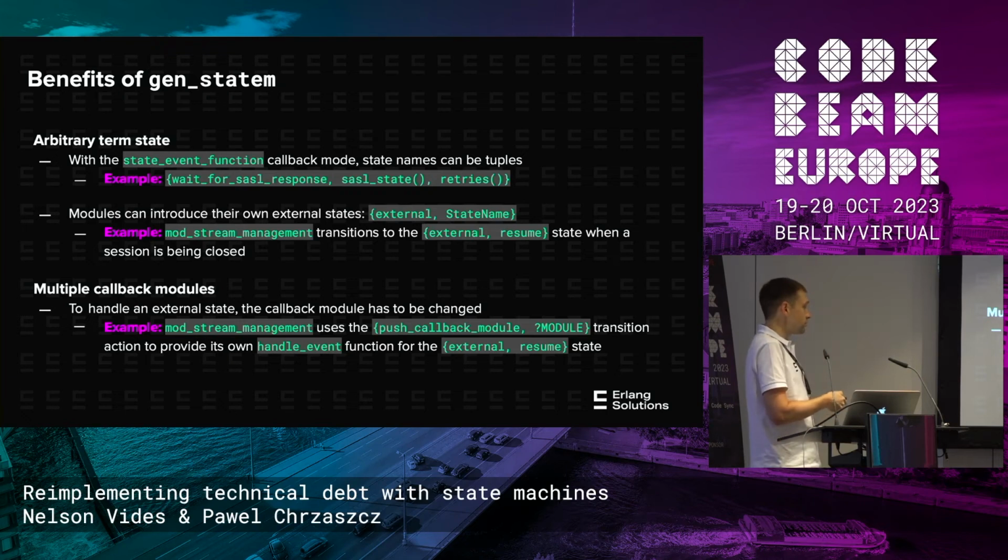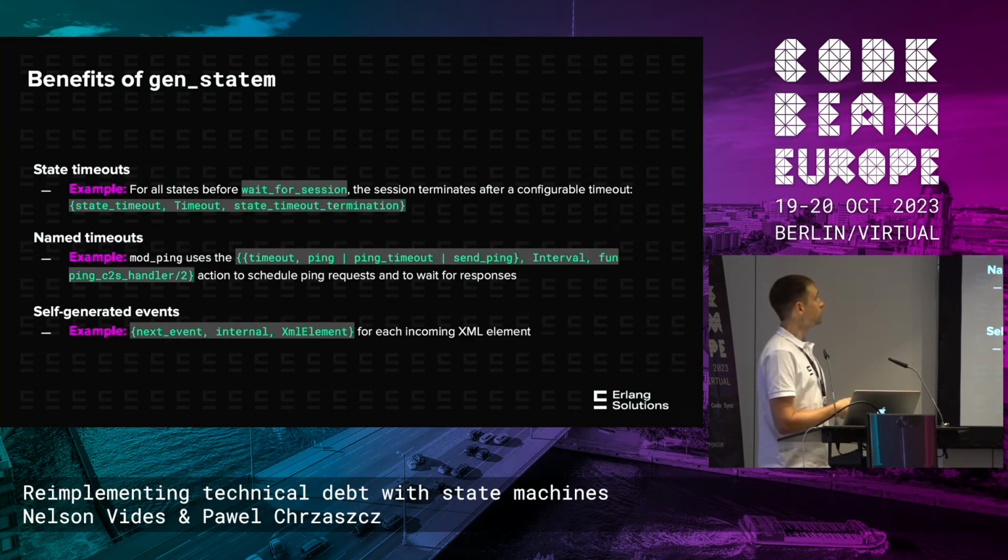So when we introduce a new state, we need a new function to handle that state, right? This is why we need to use the push callback module action of GenStatem to temporarily change the module that is handling that state machine. Temporarily, mod stream management takes control, and it has its own handle event function that's handling that special state.